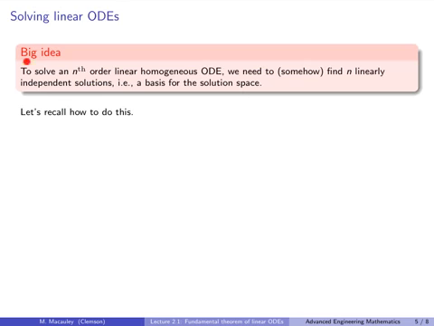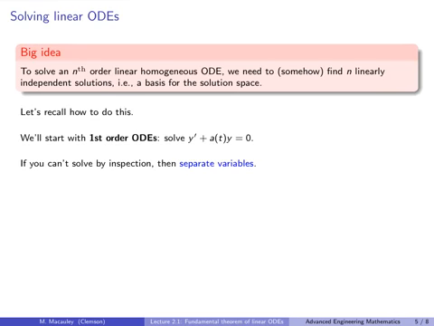Here's that same big idea on the next slide. So I said we need to somehow find n solutions. Let's recall how to actually do that. We'll start with first order ODEs. How to solve something simple like this, y prime plus a of t, y equals 0. First, try to solve it by inspection. Sometimes you can do that. Sometimes it's really simple, especially when a is a constant. If not, then you can always separate variables.